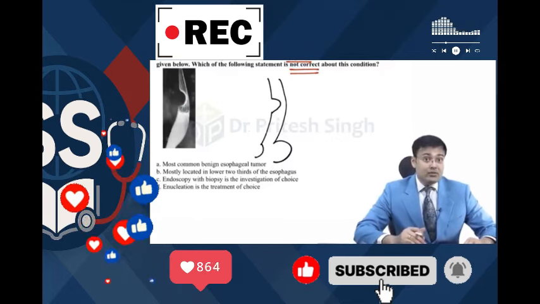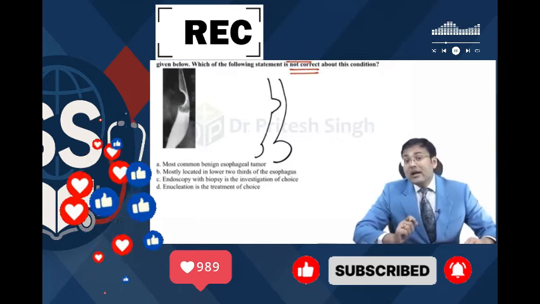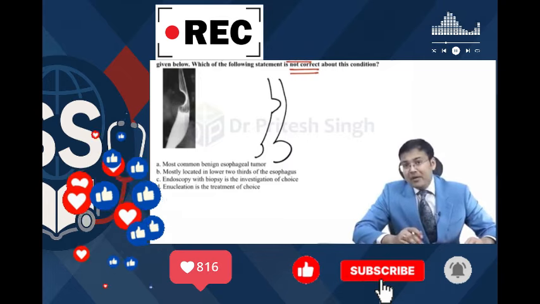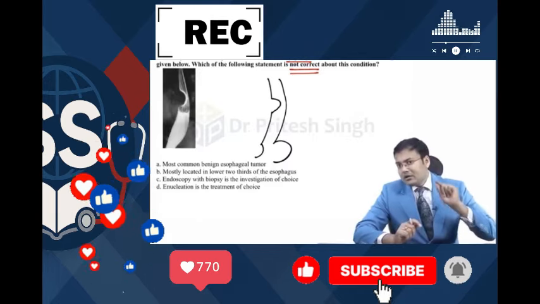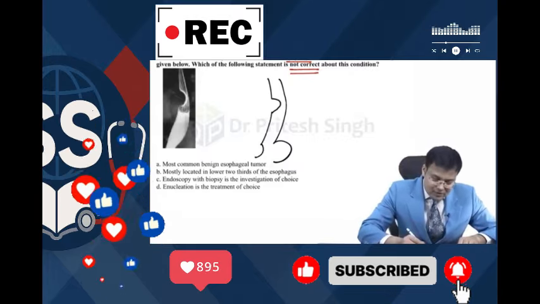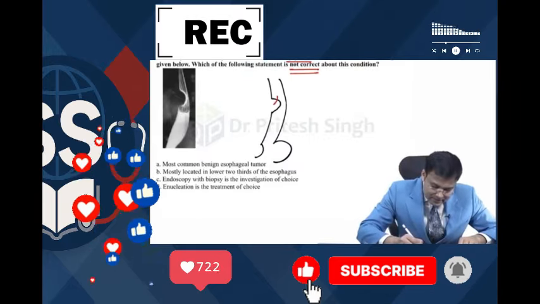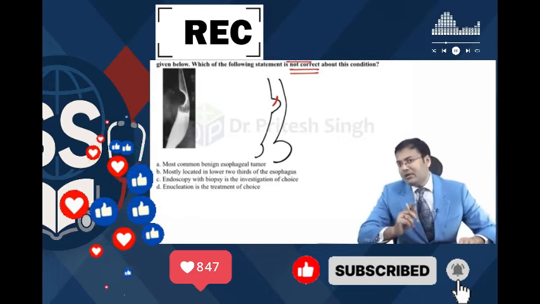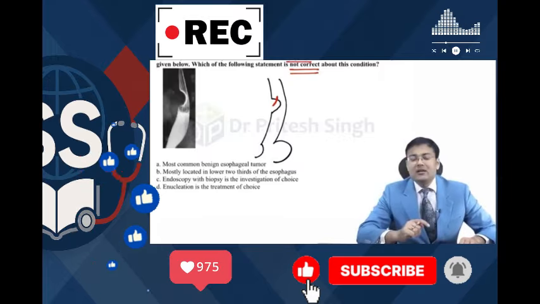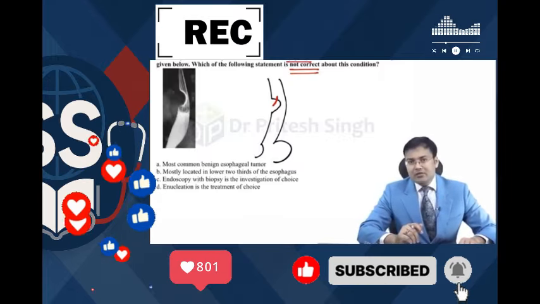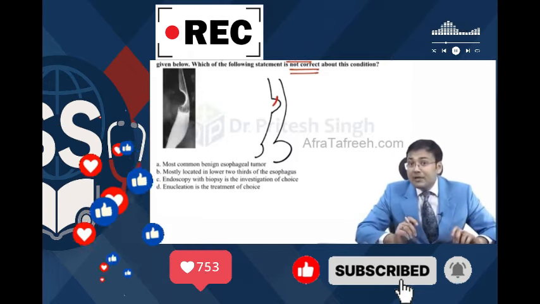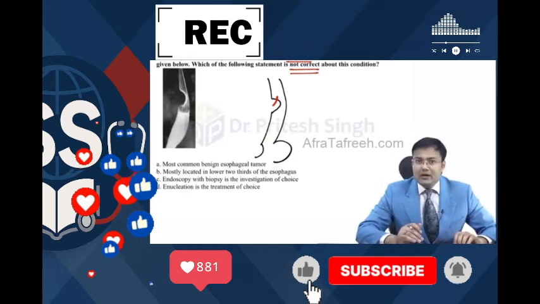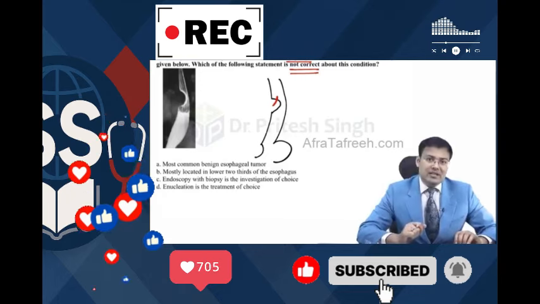Now how we are going to diagnose it? Barium swallow. Endoscopy can be performed, but endoscopic biopsy is contraindicated. Why? Because if you are going to perform biopsy, what will happen? There is formation of adhesion between the tumor and the mucosa. The treatment of choice is enucleation. So when we are going to attempt the enucleation, there is perforation of mucosa. That's why endoscopic biopsy is contraindicated.